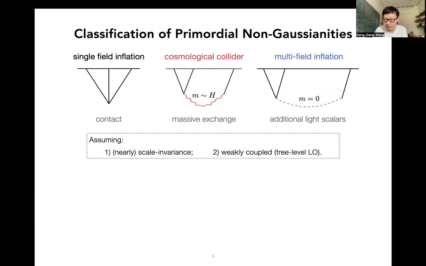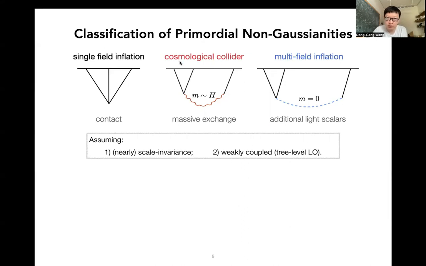Next, I will briefly review a little bit the current understanding of primordial non-Gaussianity. Normally, if we assume the theory is nearly scale-invariant, and everything is weakly coupled such that we can just look at the tree-level leading order diagram, then there are three different classes of signals for primordial non-Gaussianity. The first one is from single-field inflation, and it corresponds to this contact diagram. Then the non-Gaussianity signal, the bispectrum, is generated by the self-interaction of the inflaton field.